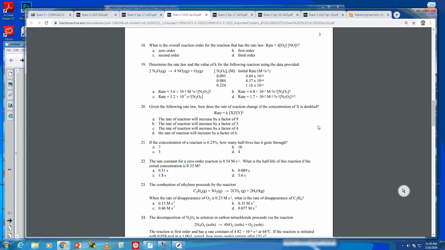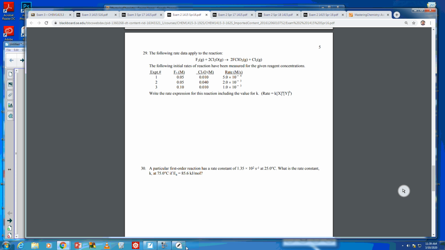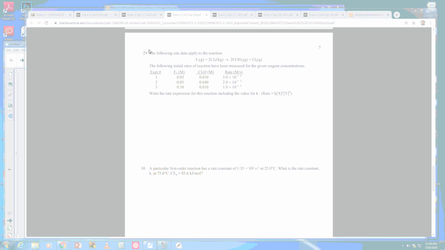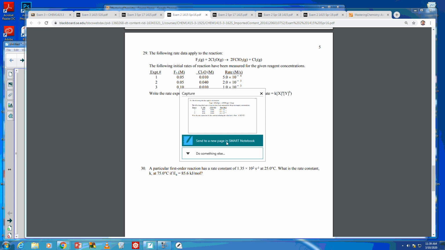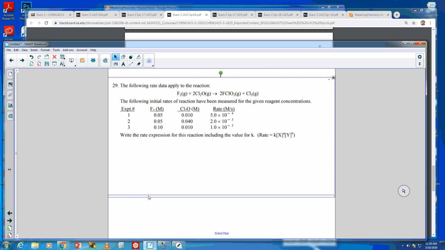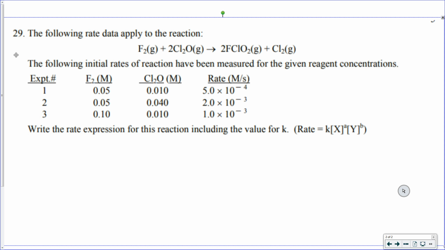So on that same test, let's see if there's one at the back of the book or back of the problems. There's another one. All right, this one has multiple reactants, so let's take a look at it. All right, so fluorine plus 2 Cl2O yields some products. So we've done 3 sets of experiments. We change the concentrations, and we look and see how the reaction varies.